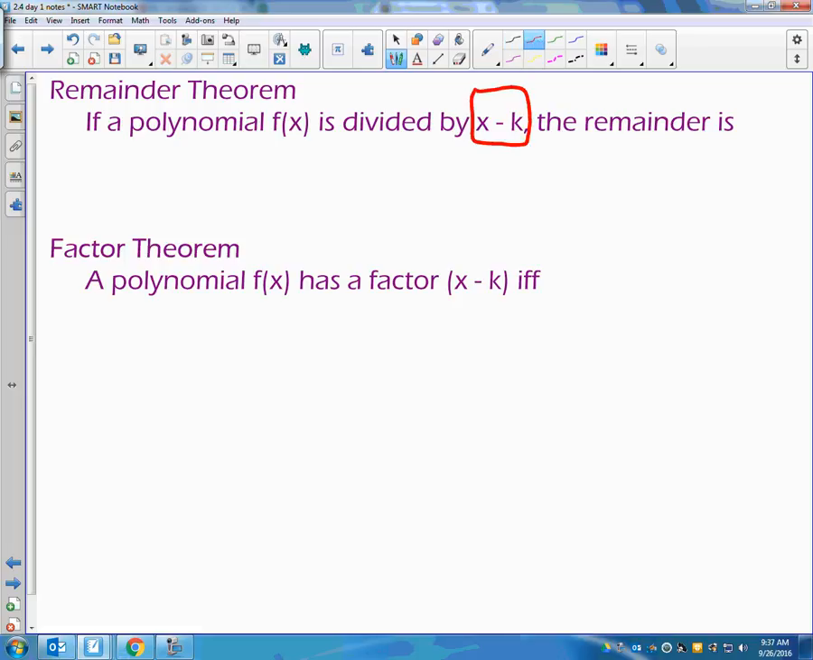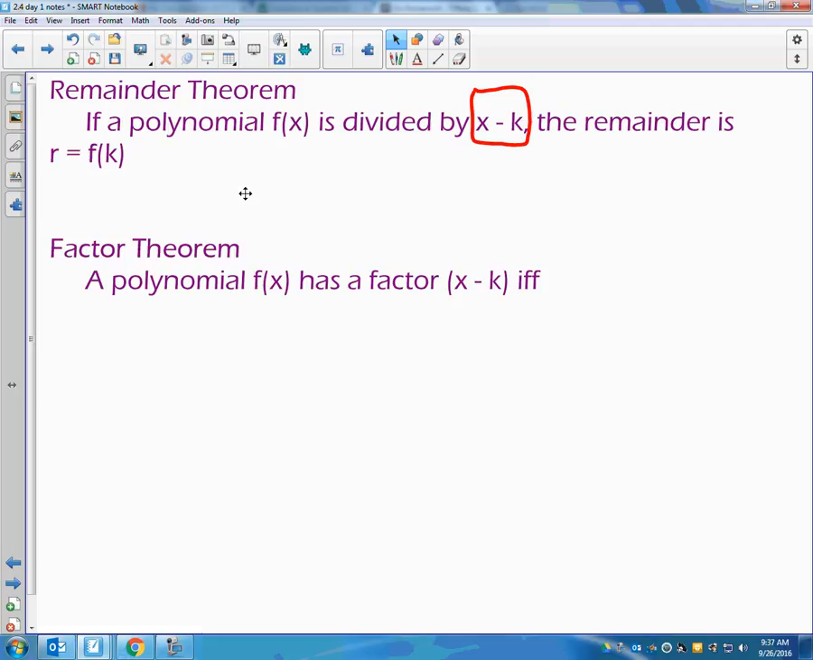This is like our synthetic division, right? It's written perfectly for synthetic division. The remainder will always be whatever f of k is. And what that means is you don't actually have to do the division to do this. If you just plug in k into the function, the remainder is whatever you get when you plug that in.